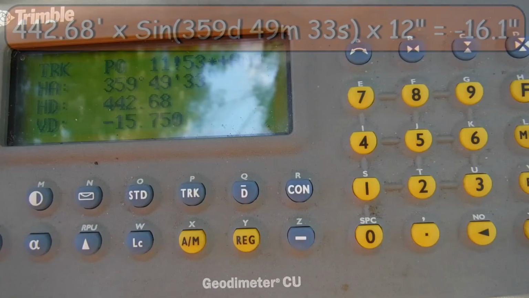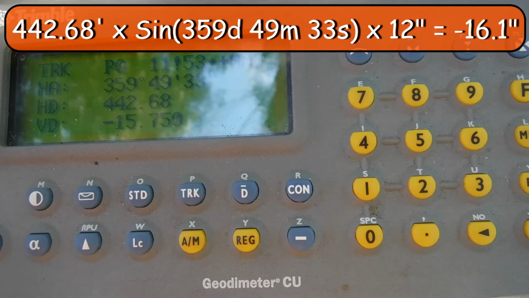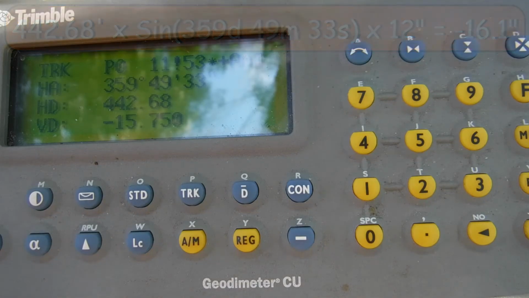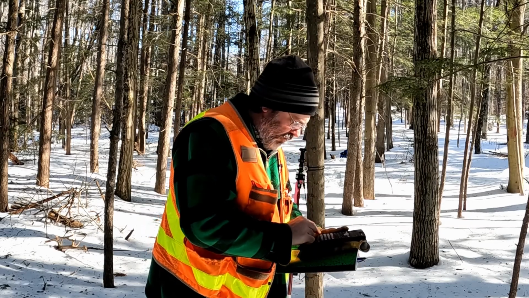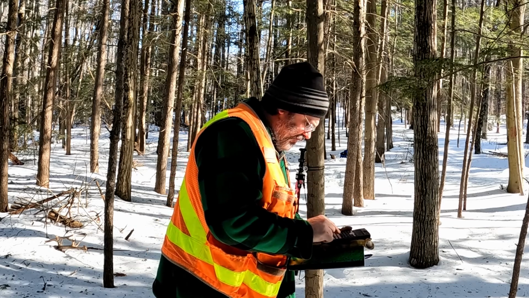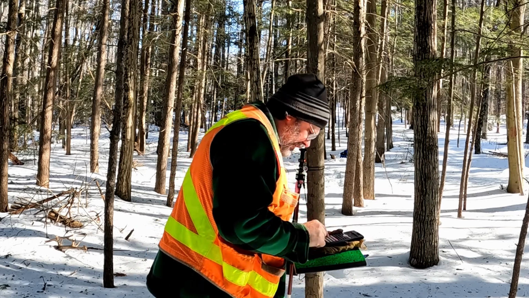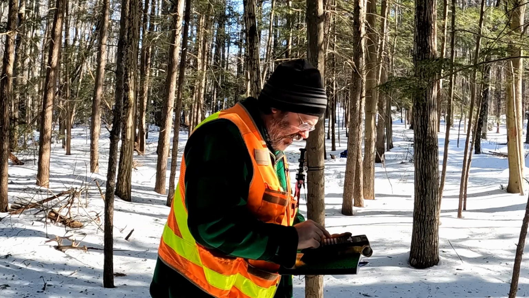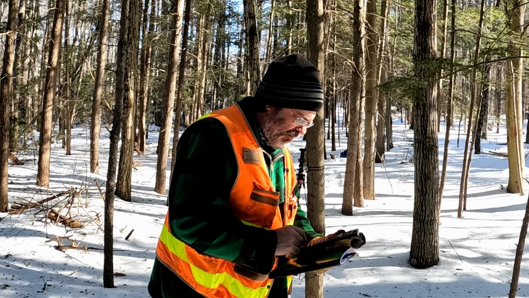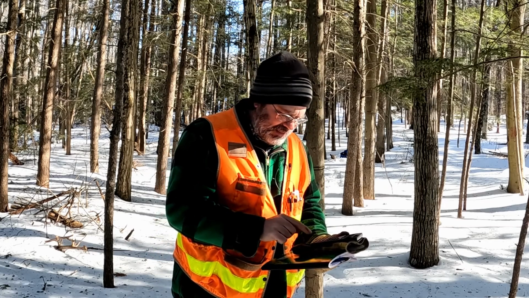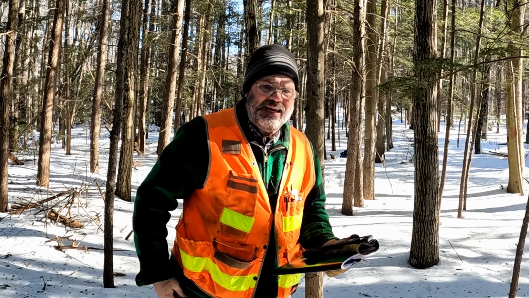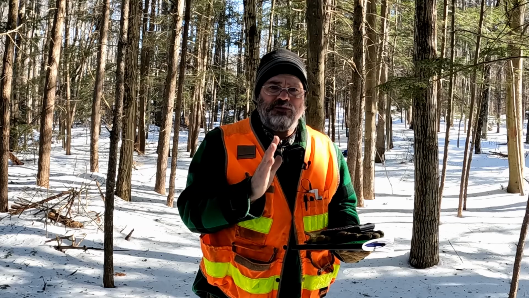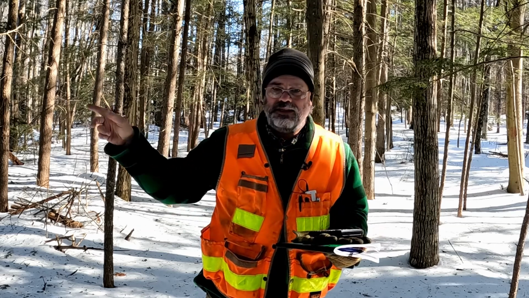Currently, we have a horizontal angle of 359 degrees, 49 minutes, and 33 seconds at a horizontal distance of 442.68 feet. So we can get our calculator out. 442.68 feet times the sine of 359 degrees, 49 minutes, and 33 seconds. And that gives us 1.35 feet times 12. That's 16.1 inch. So we have to move our prism rod 16.1 inches that way.